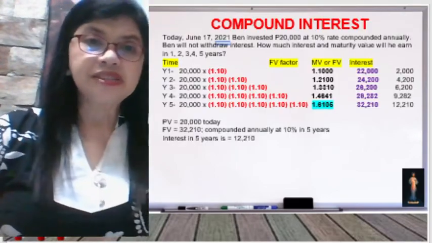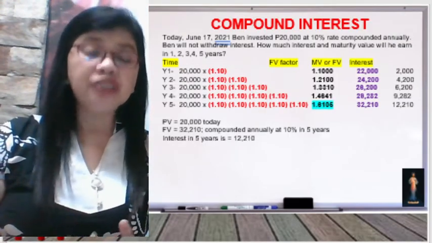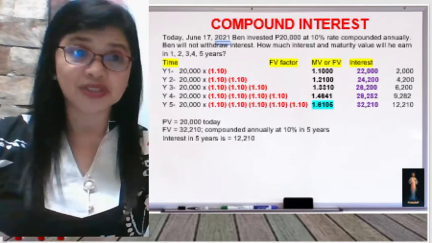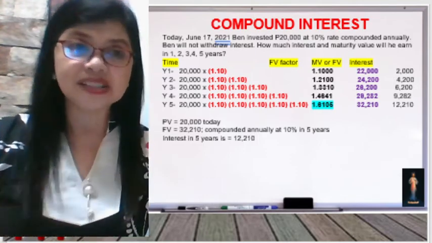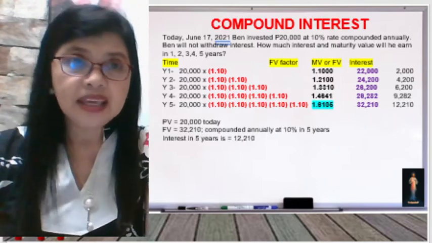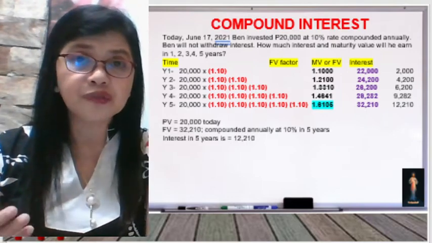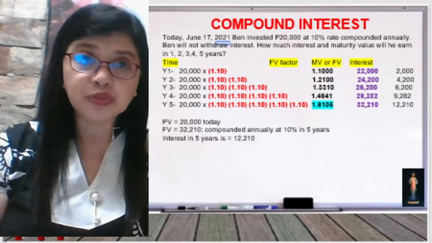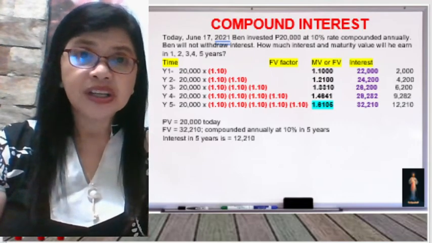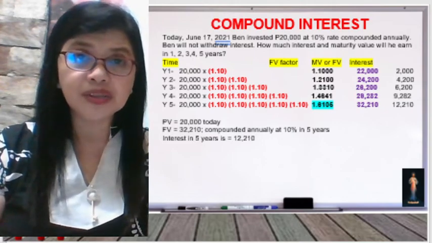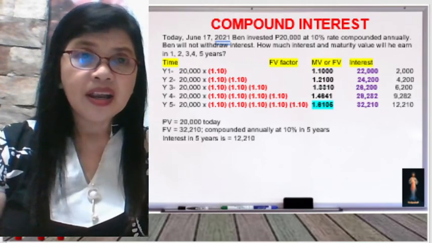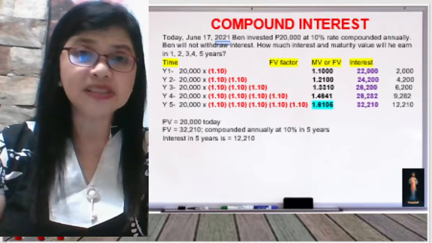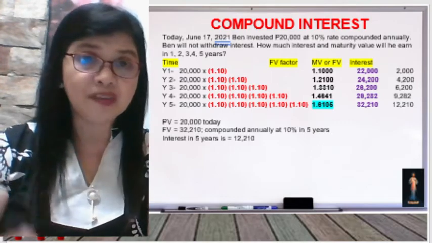Okay, compound interest. On June 17, 2021, Ben invested 20,000. So let's try solving. He invested 20,000 at a rate of 10% compounded annually. Ben will not withdraw the interest. So how much interest and maturity value will he earn in 1, 2, 3, 4, 5 years? Meaning, how much is the future value of the investment?